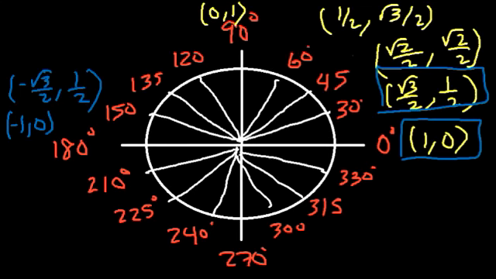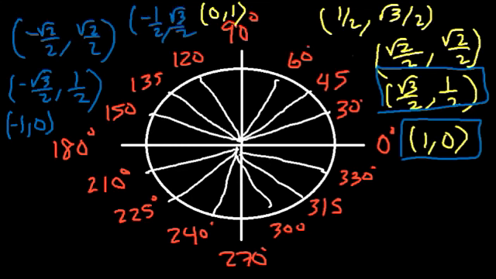135 shares the same reference angle as 45. So therefore, they're going to have the same values. So it's going to be negative root 2 over 2, comma root 2 over 2. And 120 and 60, they share the same reference angle, so it's going to be negative 1/2 and positive root 3 over 2. So as you can see, the values on the left are the same as the values on the right. The only difference is the x values are negative.